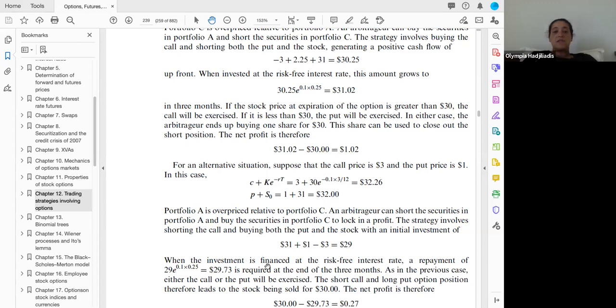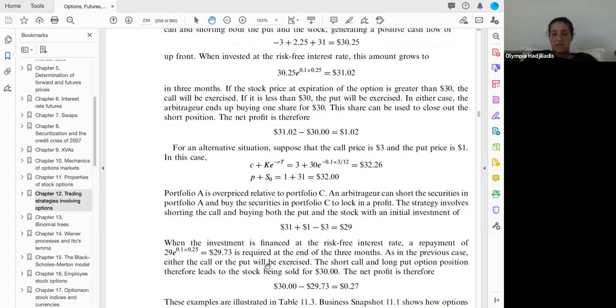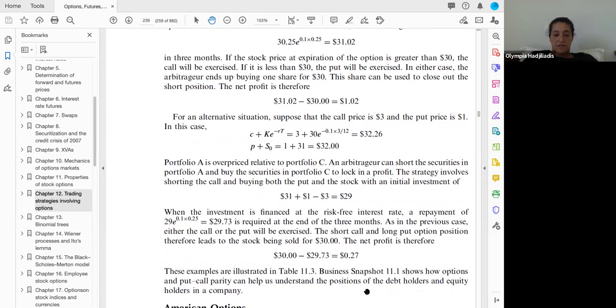So when the investment is financed at the risk-free interest rate, a repayment of 29 e to the 0.1 times 0.25, so $29.73, is required at the end of the 3 months. As in the previous case, either the call or the put will be exercised. The short call and the long put option position therefore leads to the stock price being sold for $30, and the net profit is therefore $30 minus $29.73, which is 27 cents.